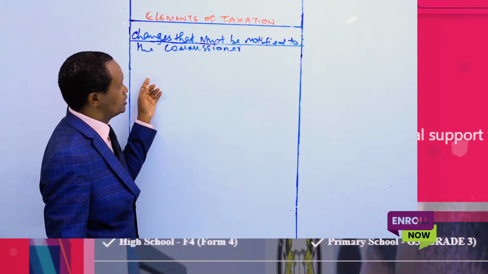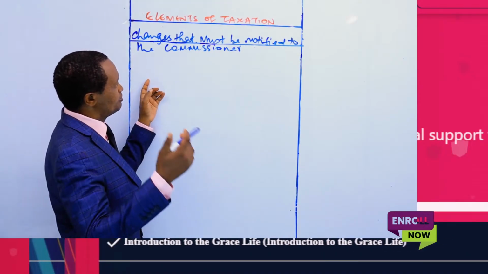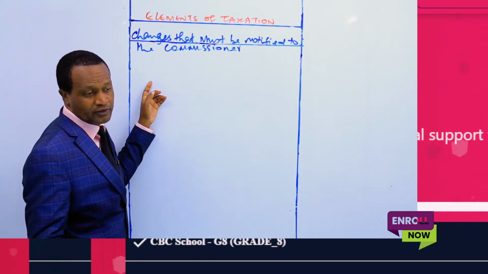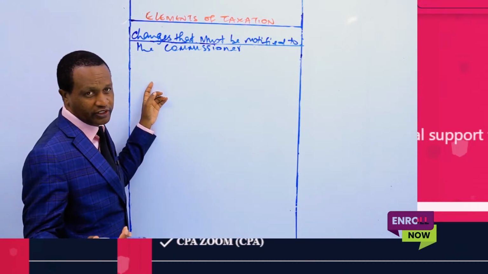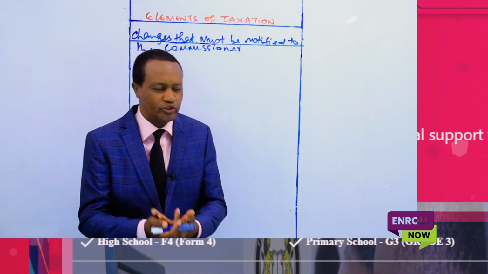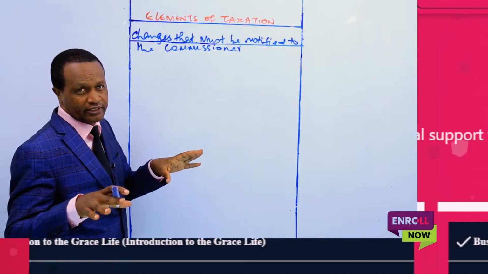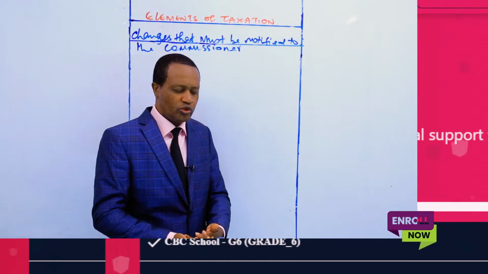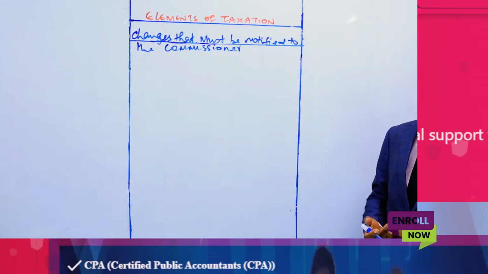By the end of this lesson, you should be able to outline the changes that must be notified to the Commissioner in relation to value-added tax. And here in Kenya, the Tax Procedures Act of 2015 is the primary legislation that governs the administration of taxes, including value-added tax. And it outlines the taxpayers' obligations to notify the Commissioner of Kenya Revenue Authority of certain changes.